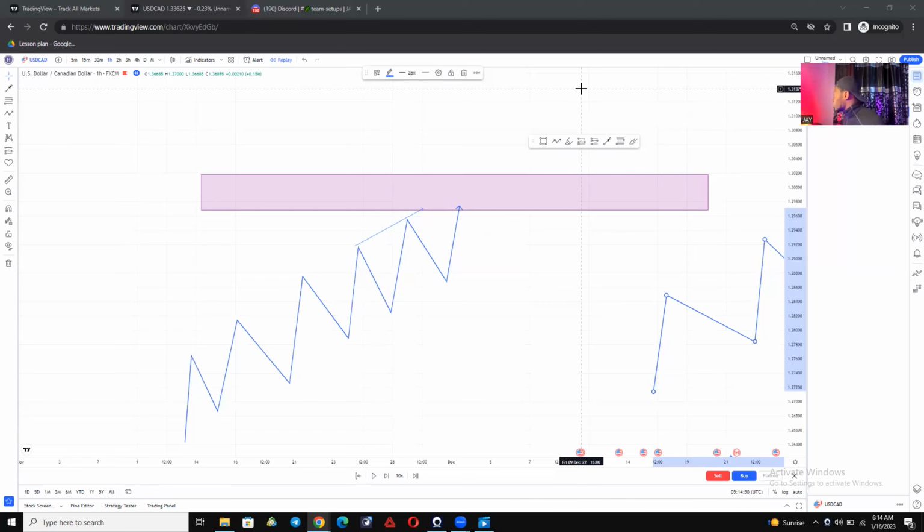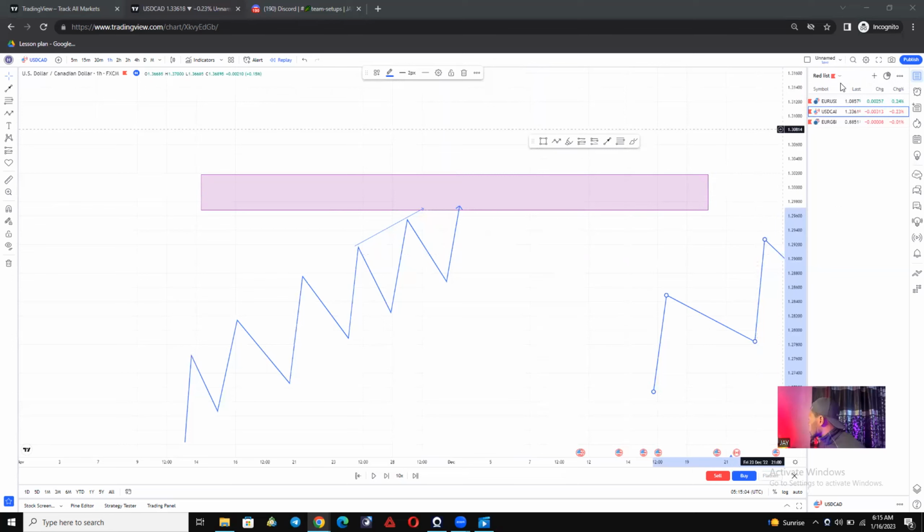So straight to the chart, right? So right here, I'm just going to use a very simple schematic to introduce this confluence to you guys, right? So here we have an order block, or a supposed order block right about here, okay? So we're just assuming this is our order block right here.